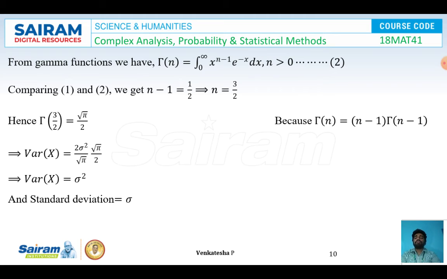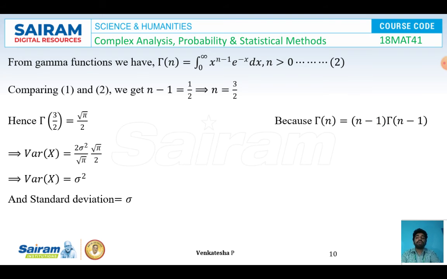And we know that from gamma functions we have gamma of n is equal to integral 0 to infinity x power n minus 1 e power minus x dx for n greater than 0. I'll be calling this equation number 2. Now by comparing equations 1 and 2, we can find the value of n minus 1 is equal to 1 by 2 and n will be equal to 3 by 2. And we know that gamma of 3 by 2 will be equal to square root of pi divided by 2.